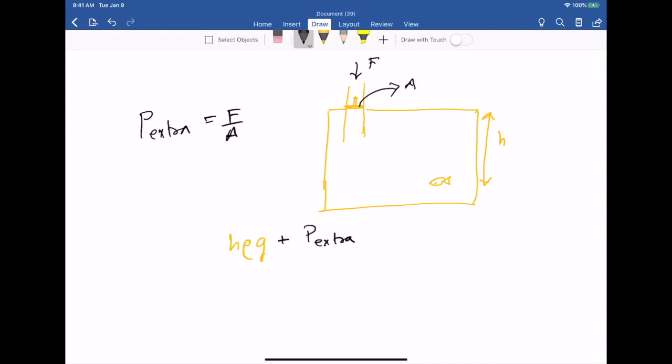If there's another fish over here, same thing. Prior to you applying the pressure, he would only feel the pressure of h rho g, which is just the pressure due to the depth. But once you start applying the extra pressure, he's going to feel h rho g plus P extra. So the extra pressure is transmitted to every point in the fluid and also to the walls of the container. The walls of the container will also feel the extra pressure.